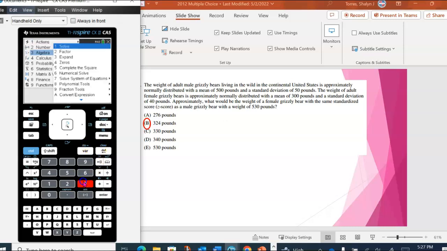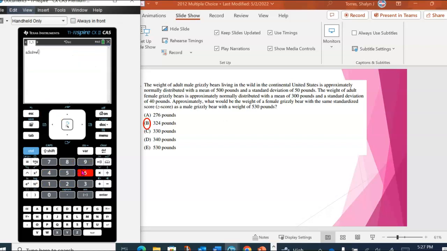We could have gone to menu, algebra, and we could have done solve, and typed in the same equation. We could have said 0.6 equals, and I'm going to hit Control Divide, x minus 300 divided by my standard deviation for the female grizzly, which is 40, and then we just tell the calculator what we want it to solve for. So I'm going to hit comma x, hit enter, and it also gives me 324. So don't forget about that nsolve feature you can use on your calculator as well.